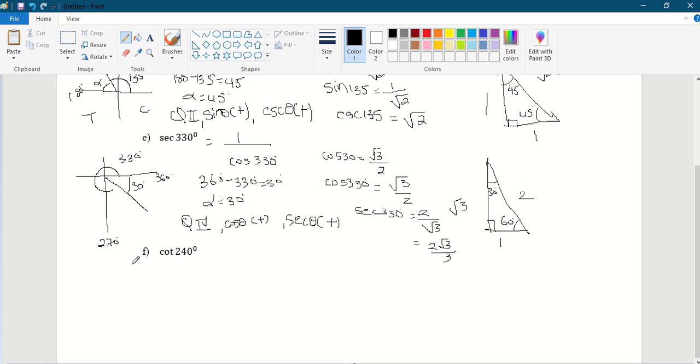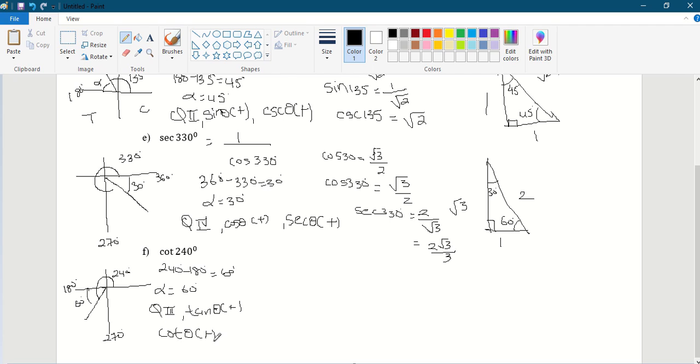Lastly, if you were to find cot 240, similar to previous ones, we will first sketch this. 240 will be somewhere here because this is 180, this is 270. So here to here is 240. So this one right here will be 240 subtract 180. So in our case, it will be 60 degrees. So this is 60. Alpha is in the third quadrant, which is 60 degrees in quadrant 3. In quadrant 3, tan theta is positive. So then cot theta will also be positive.